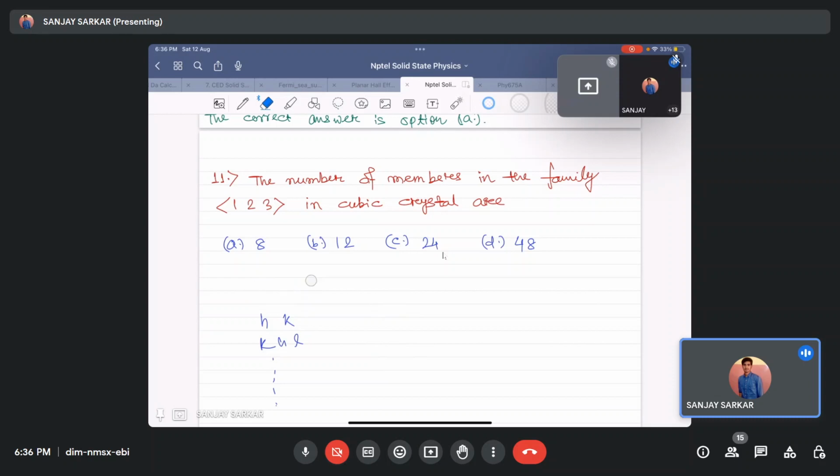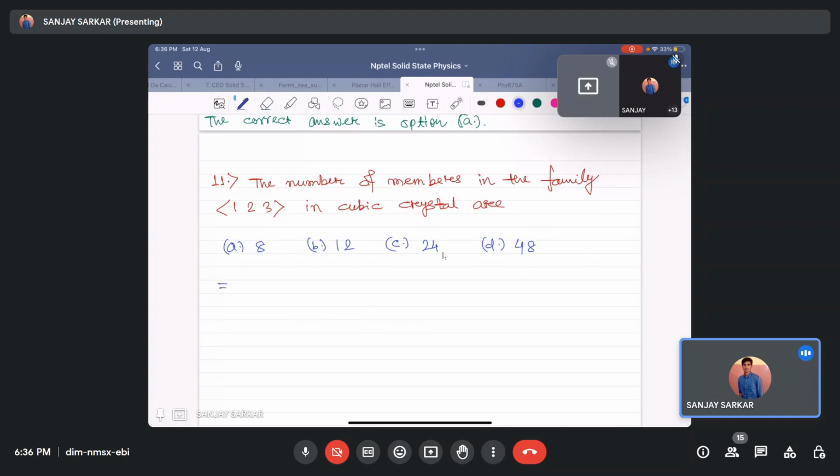So how you need to calculate this for 1 2 3, where all of them are different: this will be the maximum number for a family, because h k l are all different, so there will not be any common thing. Since the correct answer is option D, this is the maximum number for a family. So for 1 2 3 we have first 1 2 3, then you can exchange between them and you will get 1 3 2. Similarly, if you first take 2, then there will be 2 1 3 and 2 3 1.